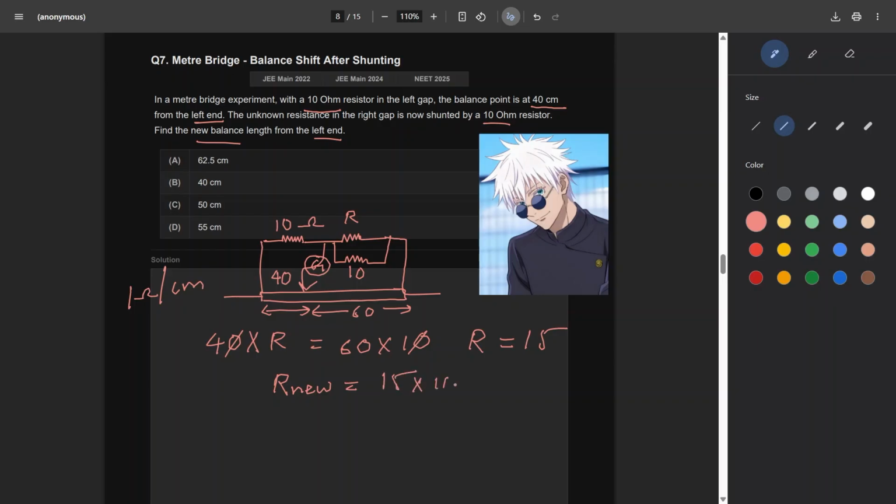15 into 10 is 150, divided by 25, this is 6. So now the jockey will have to change the position, right?